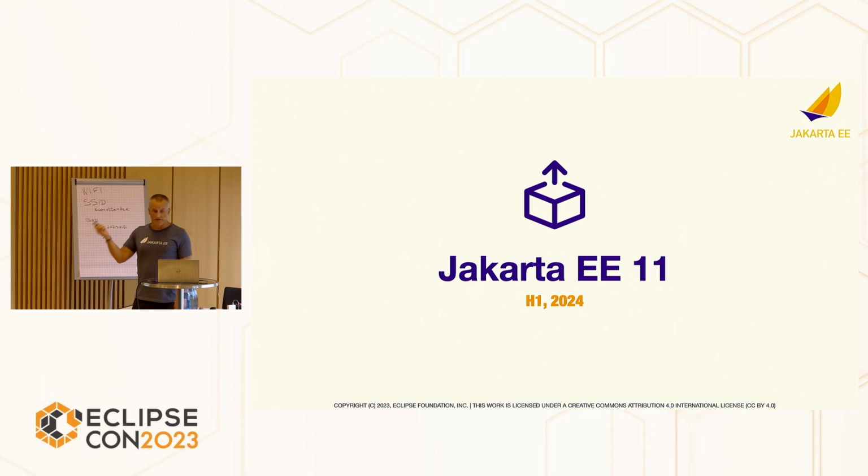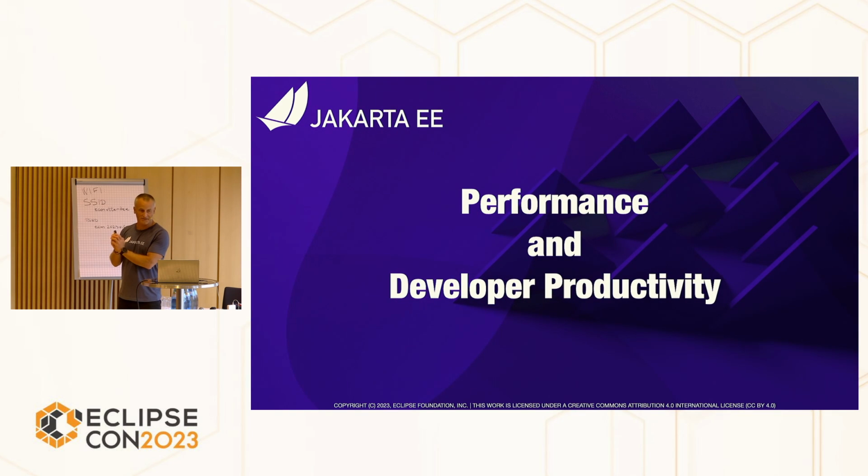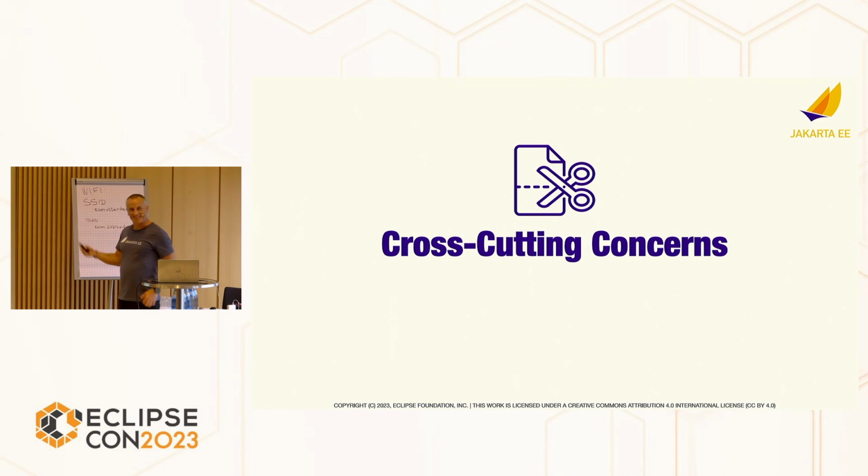And as I said, we want to deliver Jakarta 11 around June, July next year. And the theme for this release will be, if I get it my way, performance and developer productivity. You see, I just keep repeating it. And in this release, in addition to doing spec updates in the individual specifications, we're addressing some cross-cutting concerns as well.